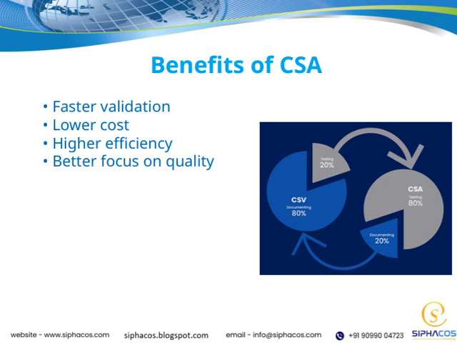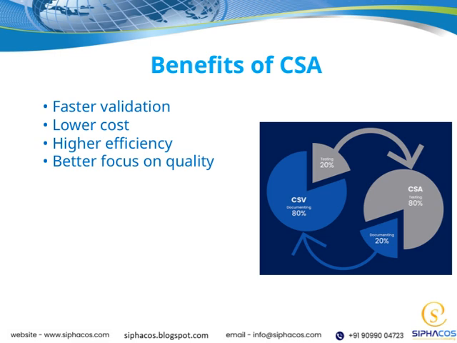So when we look at the benefits of CSA, or continuous software assurance, we see some really significant advantages. First, there's faster validation. This means we can verify and validate our software more quickly, speeding up the overall development process. Then, we have lower costs, which is always a key concern. By catching issues early and streamlining testing, we save money in the long run. Higher efficiency is another major benefit. It allows our teams to do more in less time, making our workflows smoother and more effective.